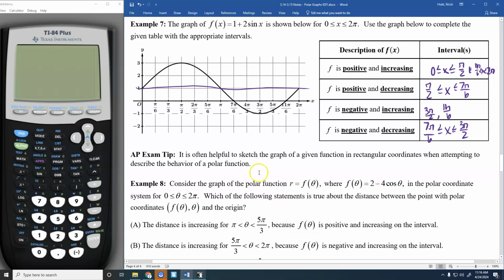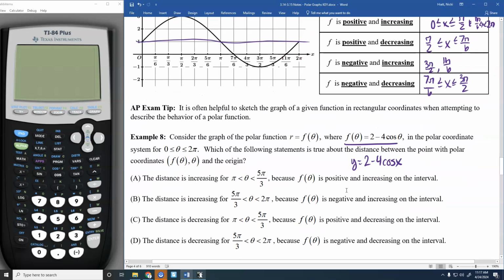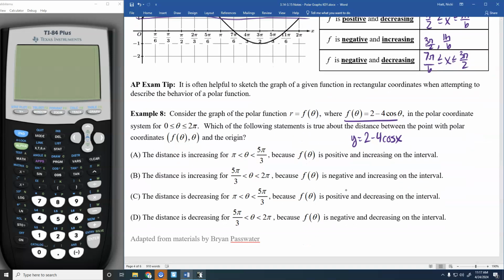So the idea here is, when we're thinking about a polar function, think about what the graph itself would look like if we graphed it with x and y's instead. So think about y equals 2 minus 4 cosine x, and you would think about where that would be increasing or decreasing on the function for that. So let's see, I might have time to do just this one.